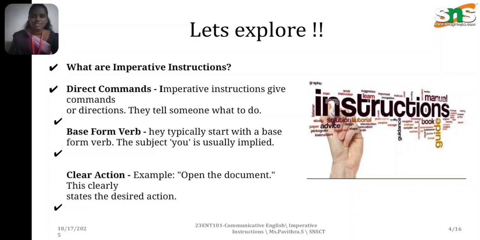Imperative instructions are direct commands or directions where we tell someone what they have to do. Always, an imperative instruction will begin with a base form. The subject you is usually implied. For example, open the document. It clearly states what we should do or what we want somebody to do, right?